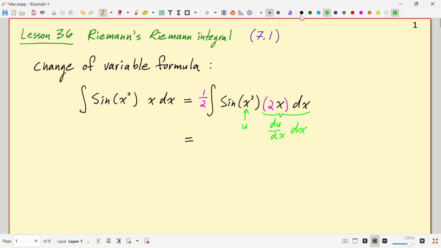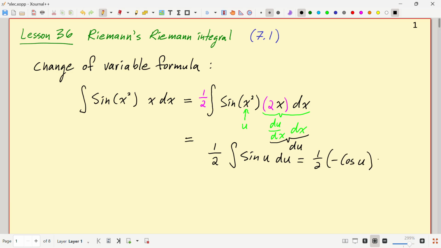And so that would be equal to 1/2 the integral of sine of u du dx dx. We write a shorthand du for that, and write this as the integral of sine u du. And that'll be 1/2 times minus cosine u plus c. And so we get minus 1/2 cosine of x squared plus c. Okay, that's what we showed you how to do in freshman calculus.